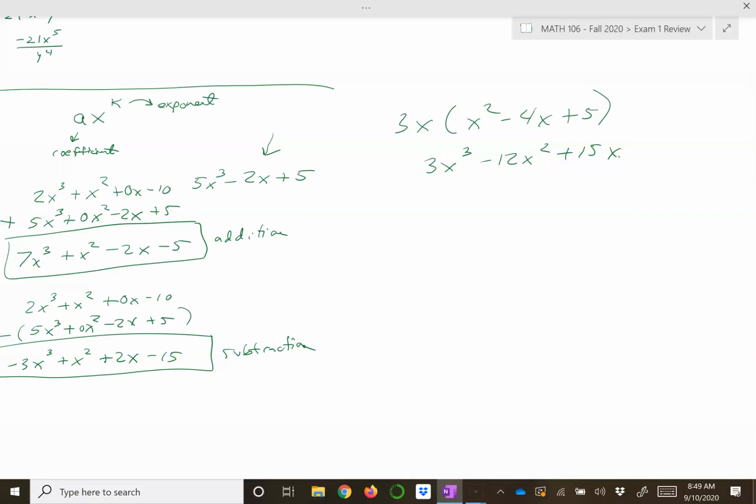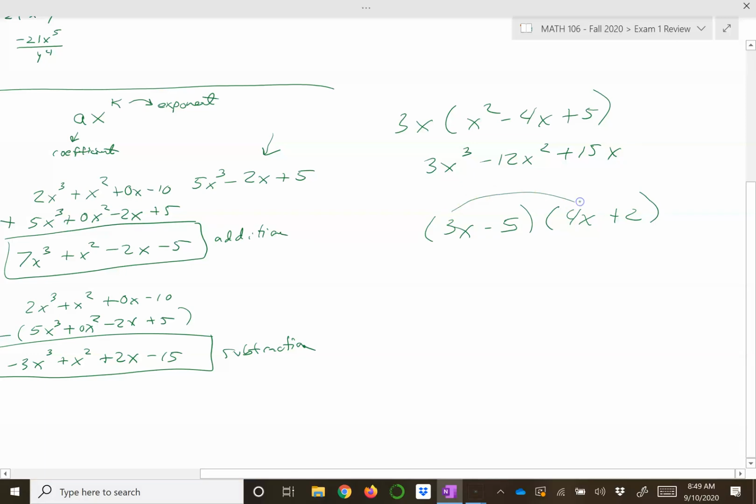All right, another type. We did FOIL. Something like 3x minus 5 times 4x plus 2. All right, hopefully by now we're like, I could do this. Because it's good that you could do this, because when we are factoring these, a good way to check to see if you get the right answer is to FOIL your answer and see if you get the original problem that I've given you. All right, so we're doing the first, right? 3x times 4x is 12x squared. And then we'll have, I'm going to do, what is it, outer? So plus 6x, and then inner, minus 20x, and then minus 10.